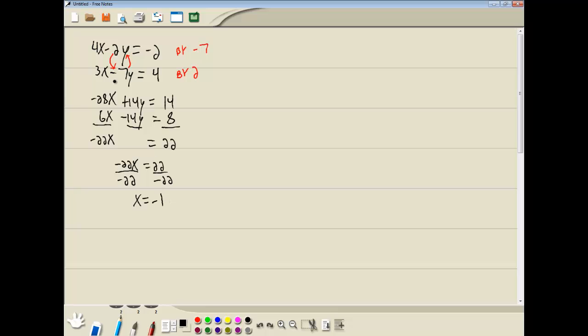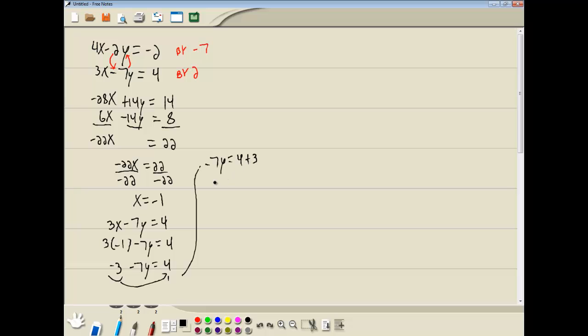Now I want to plug that back into one of our equations and solve for y. So I got 3x minus 7y is equal to 4. I'll plug negative 1 in for the x. So I got 3 times negative 1 minus 7y is equal to 4. That gives us negative 3 minus 7y is equal to 4. Take the negative 3 over to the right side. We got negative 7y is equal to 4 plus 3. Negative 7y is equal to 7.